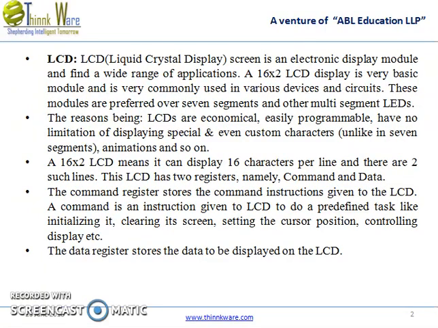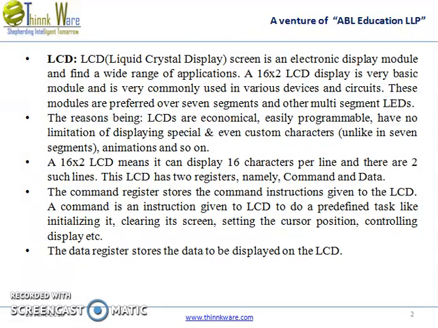LCD, the liquid crystal display screen, is an electronic display module and finds a wide range of applications. A 16x2 LCD display is a very basic module and is very commonly used. These modules are preferred over 7-segment and other multi-segment LEDs. The reasons being, LCDs are economical, easily programmable, and have no limitation of displaying special and even custom characters.